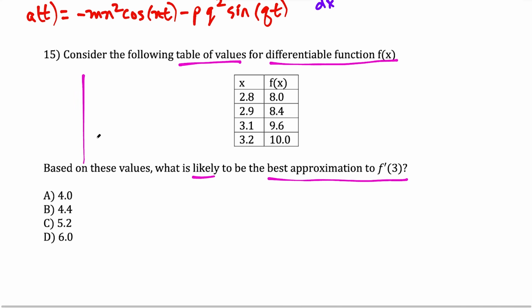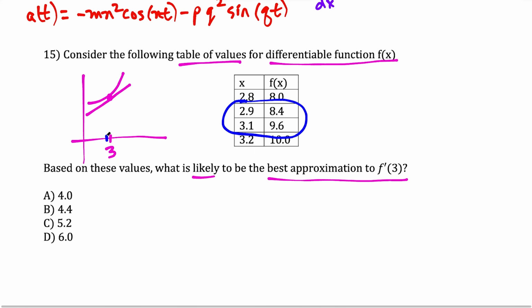So if we visualize what's going on here, let's look over here at this graph, and we're in the neighborhood of x equals 3, and we'll pretend f of x looks something like this, which is reasonable because these y values are going up. And what we're trying to approximate is f prime of 3, which is the slope of the tangent line at x equals 3. So to get the best approximation possible, we want to pick the values of x that get as close to 3 as possible. So that would be these two x values here at x equals 2.9 and at x equals 3.1.